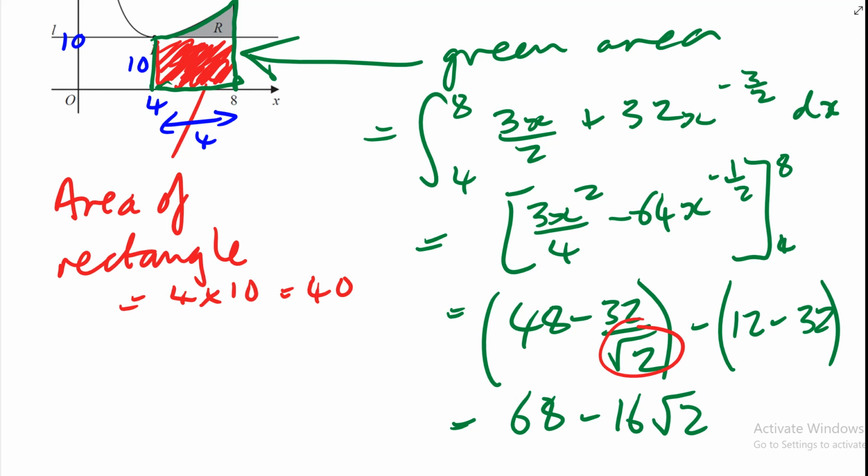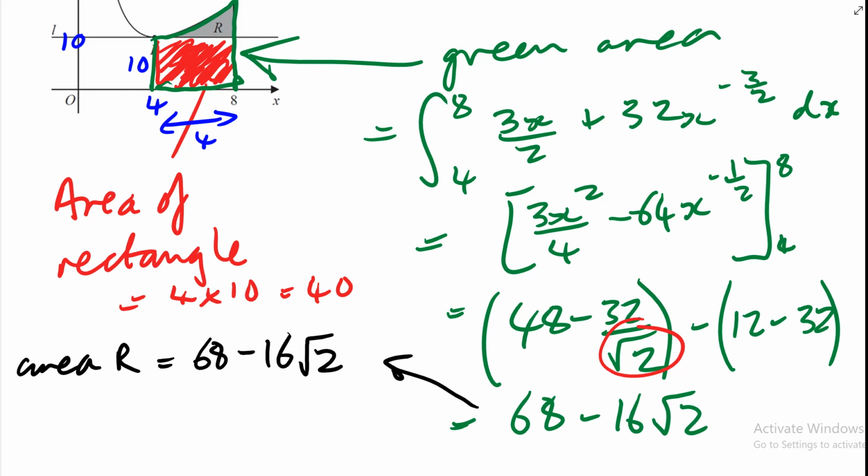And so the final region R, the area R, will equal 68 minus 16 root 2 from this green area, minus the rectangular area, and so that will give us our final answer of 28 minus 16 root 2.